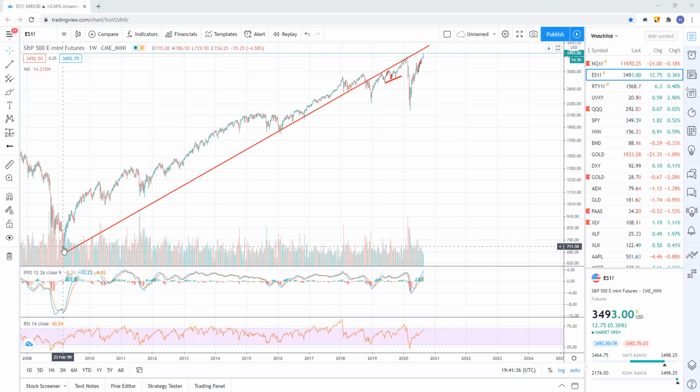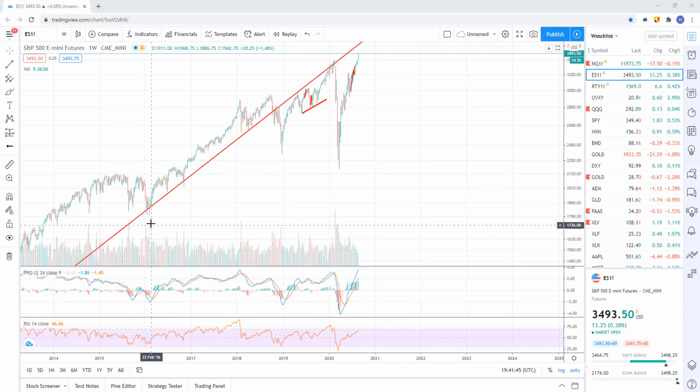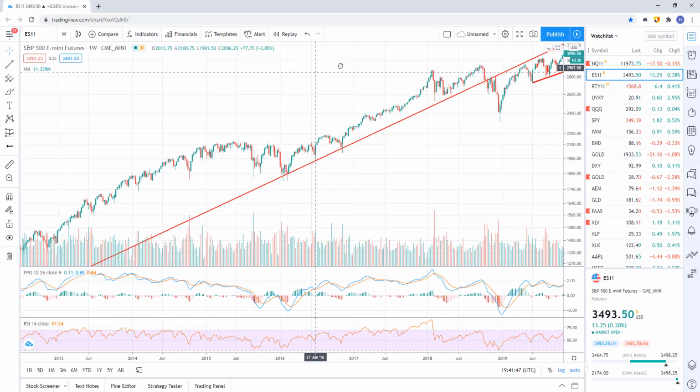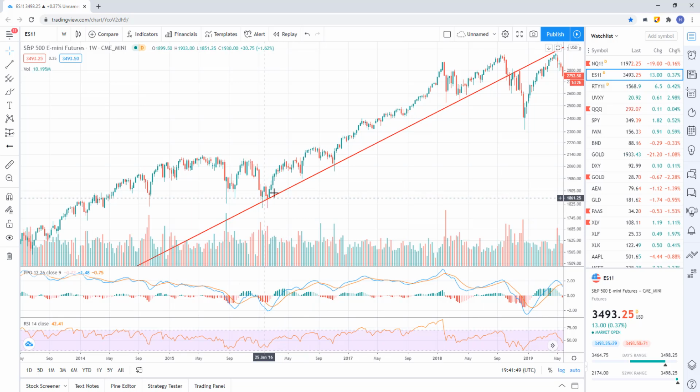Here's the 2009 Great Recession lows, and you can see we have a trend line just walking up the entire bull market of the last 10 years or so. And this is a weekly chart. So as I zoom in, you can see lots of reactions here. The wicks dipped below, but the body's held. And you can see reaction here, reaction right in here.